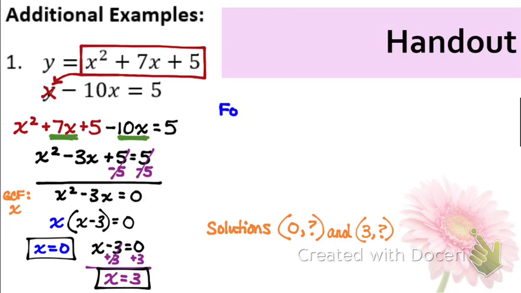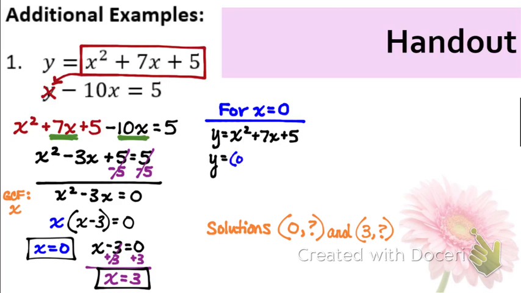All right. So for x equals 0, do you guys want to go with the top equation or the bottom equation? Top one? Okay. Does it matter? No. Y equals x squared plus 7x plus 5. What are we putting in everywhere we see an x? Zero. I put the same thing in for both of the x's.